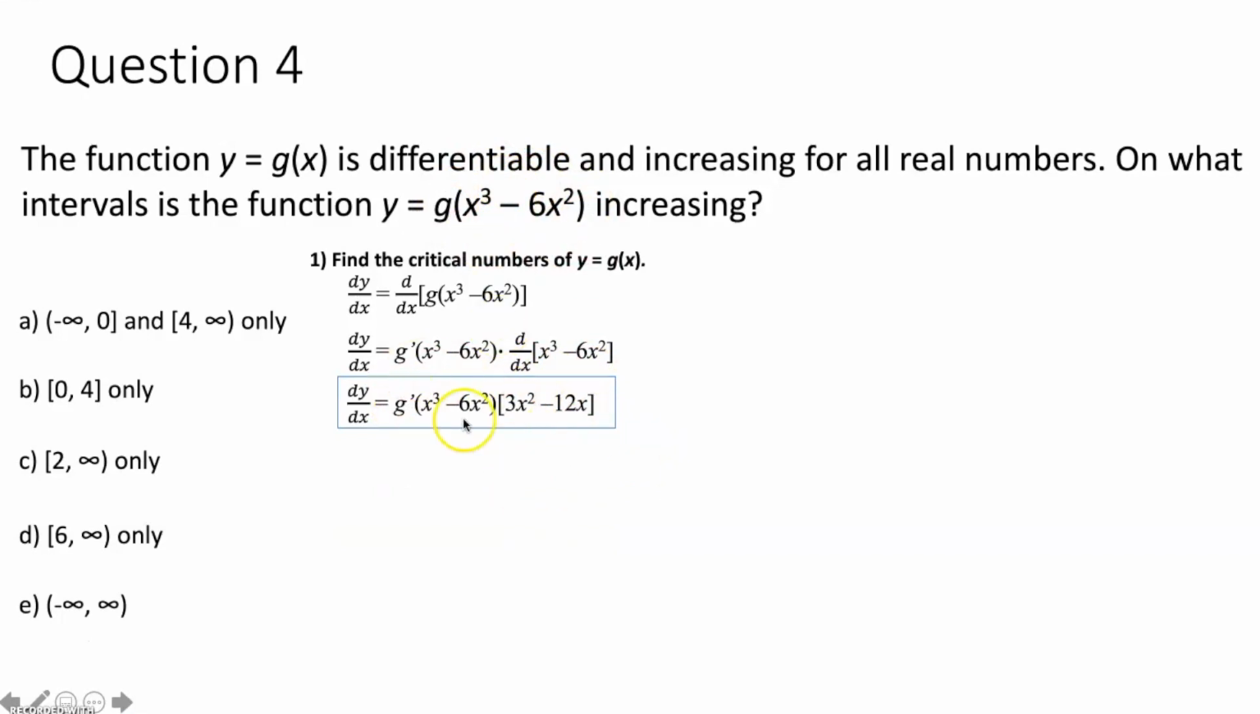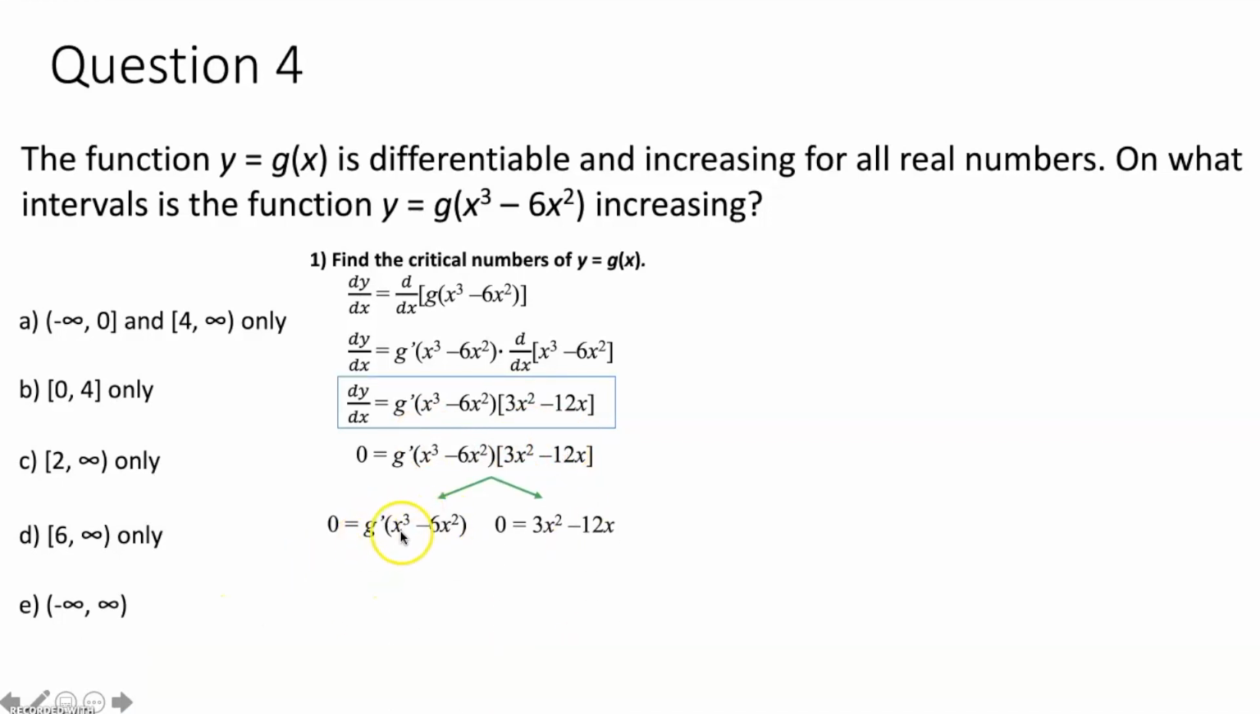Now that I have my derivative, I need to find my critical numbers. Remember, critical numbers occur wherever the derivative is either equal to 0 or does not exist. Are there any x values that would cause this to not exist? No, there's no denominator, so we're good to go. All we have to do is figure out where this equals 0. So for this to equal 0, we have two things being multiplied together, meaning either this is equal to 0 or this is equal to 0. So we can split that up using the zero product property.